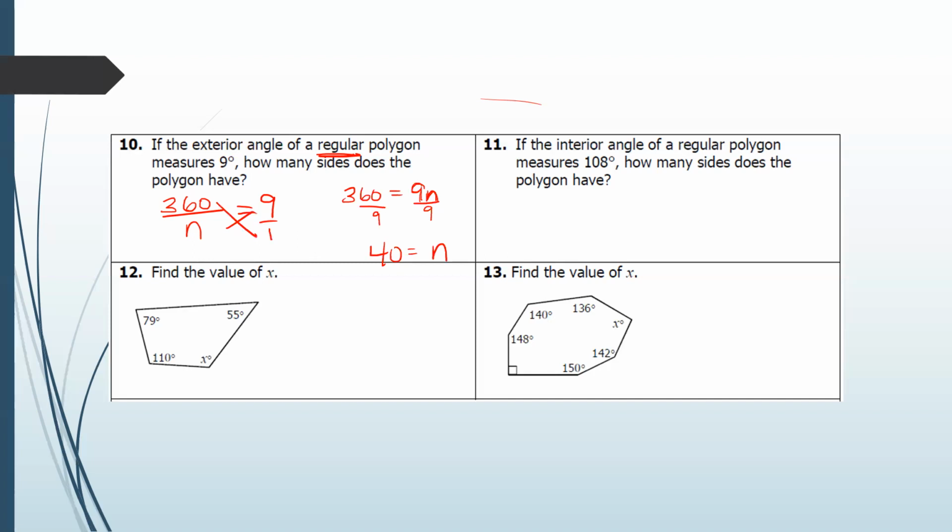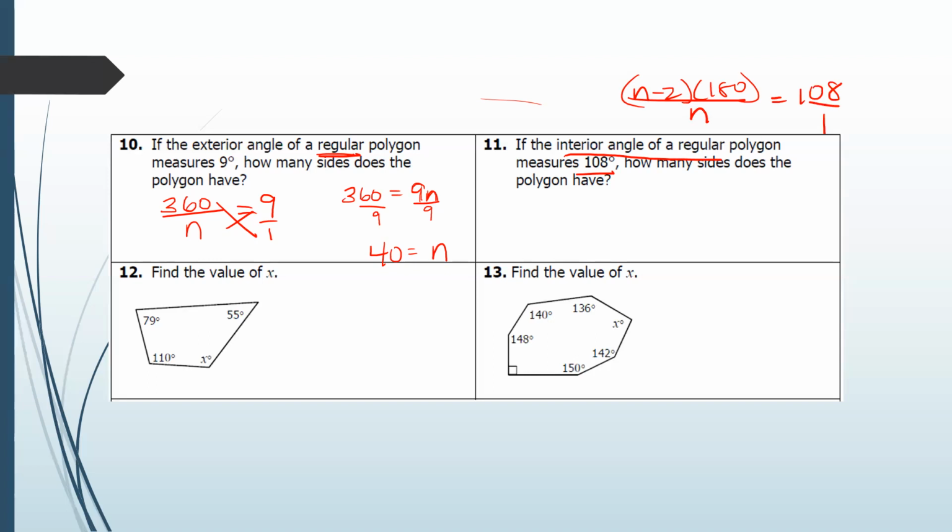If the interior angle of a regular polygon measures 108, how many sides does it have? So interior angle, and this is one of them. One interior angle of a regular polygon is represented by this formula, which we'll have memorized by the time the quiz and the test comes. Each one is 108 degrees.